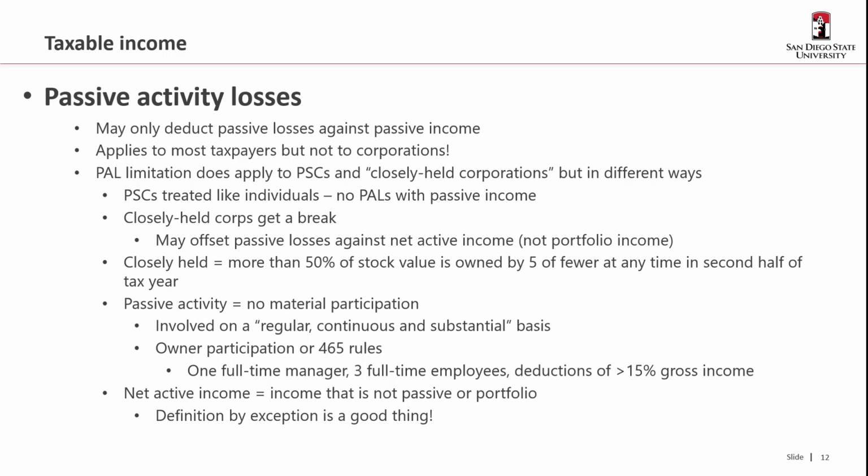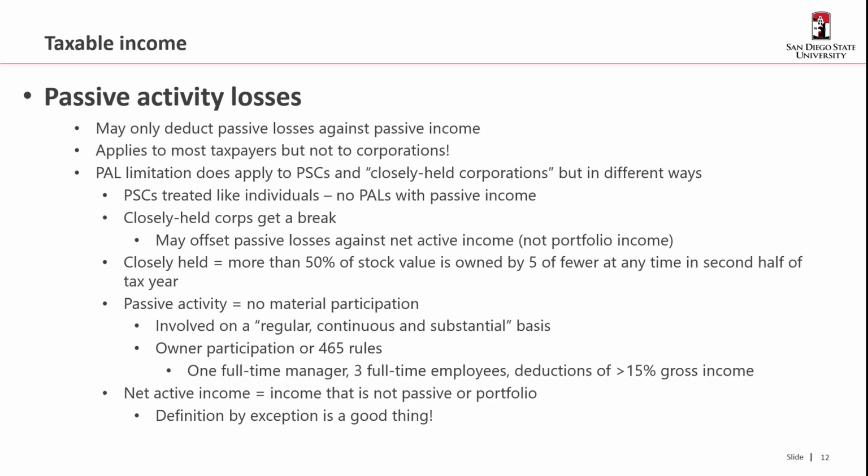So, personal service corporations are simply treated like individuals. So, no passive activity losses without passive income. But closely held corporations get a break. They may offset their passive losses against any net active income. That means it does not need to be portfolio income. And a closely held corporation is defined as one in which more than 50% of the stock value is owned by 5 or fewer shareholders at any time in the second half of the tax year.